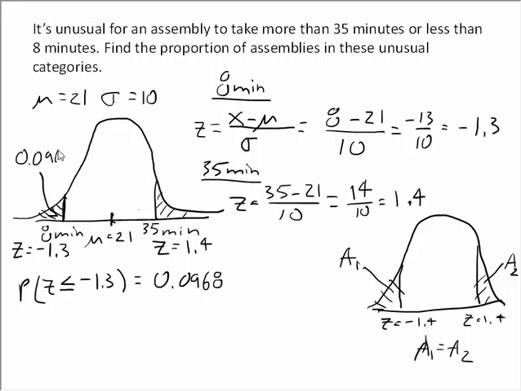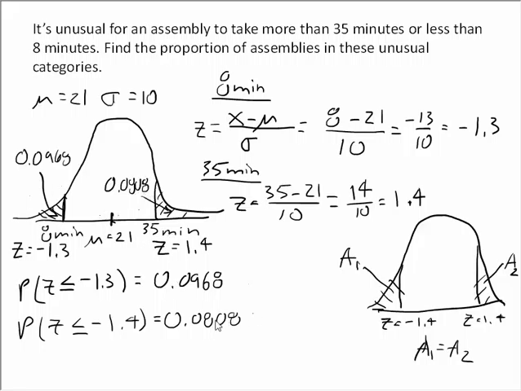0.0968. All right, so let's look up the other one. We're going to look up the probability of z being less than or equal to negative 1.4. And when I look up negative 1.4, I get 0.0808. Now to get these areas together, this one here, 0.0808.